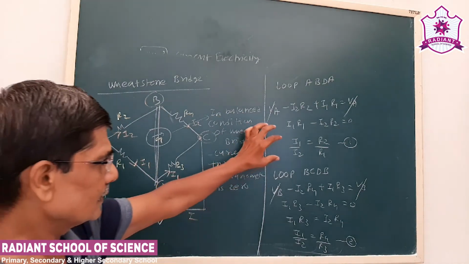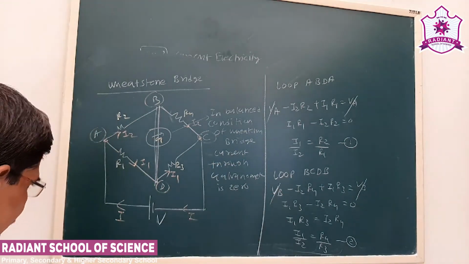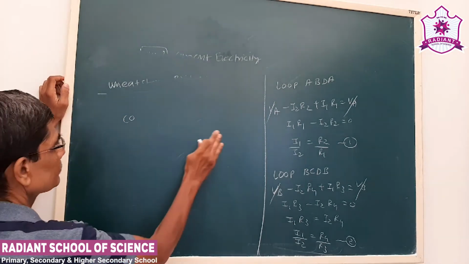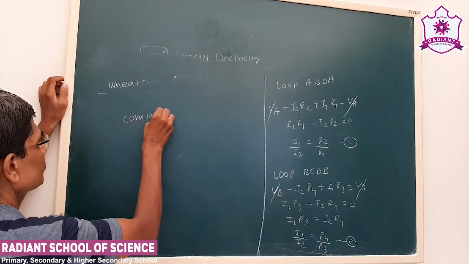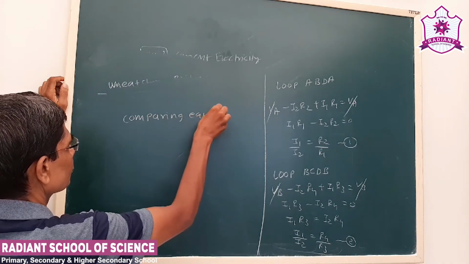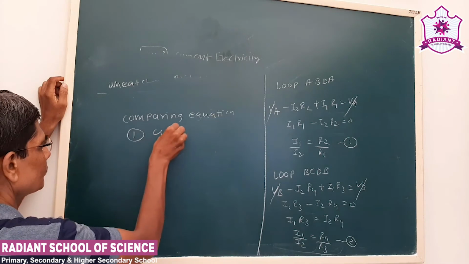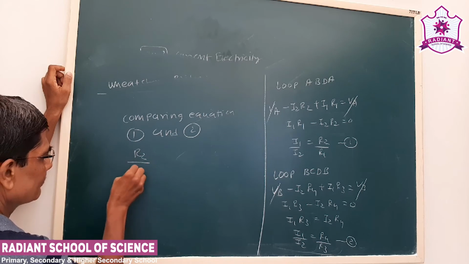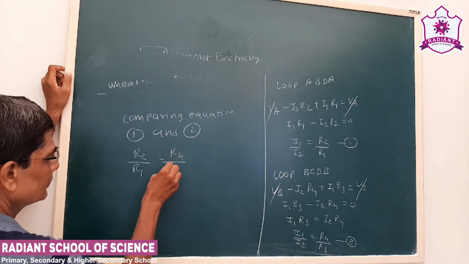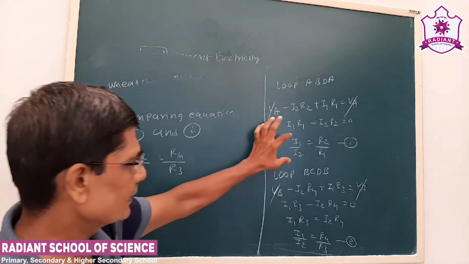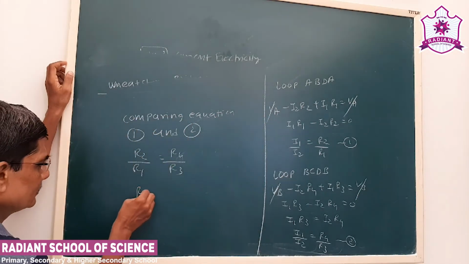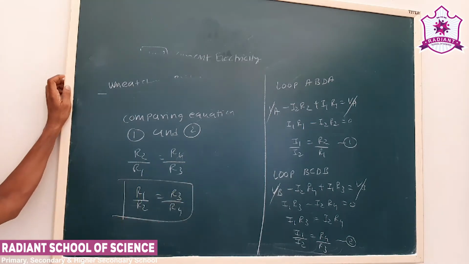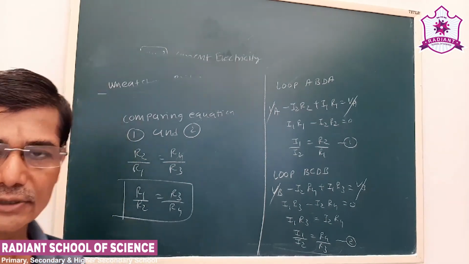Now see, the left hand side of both of these equations is the same, so we can compare. That is, R2 upon R1 is R4 upon R3. Now the left hand side is the same, so we have compared the equations. So we take the reciprocal, R1 upon R2 is R3 upon R4. This is the condition for balance of the Wheatstone bridge.